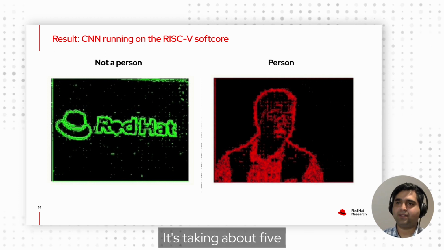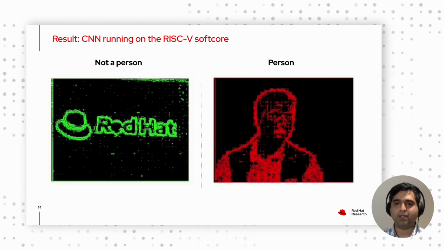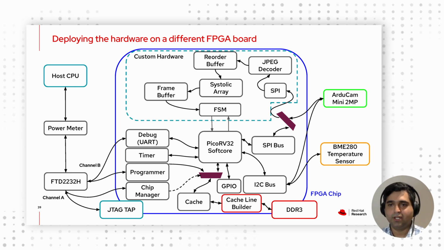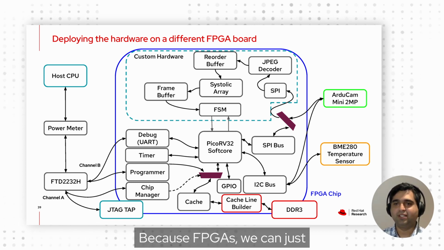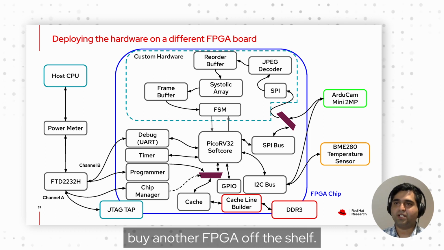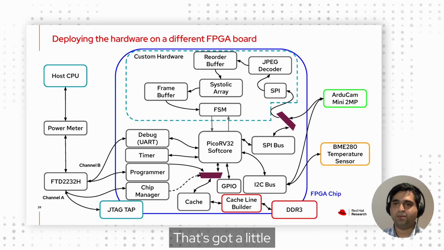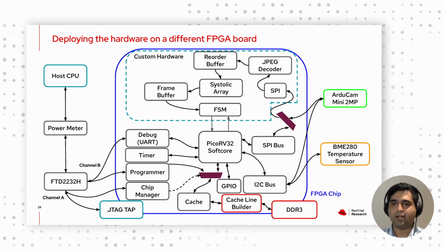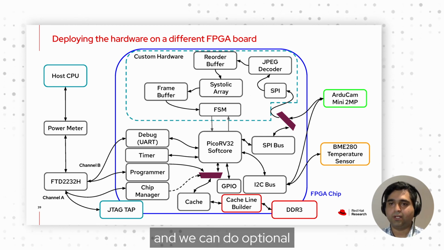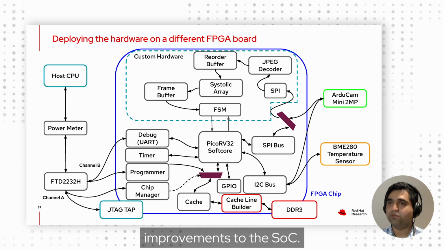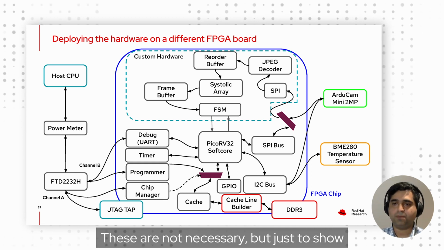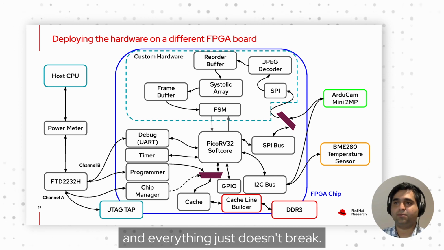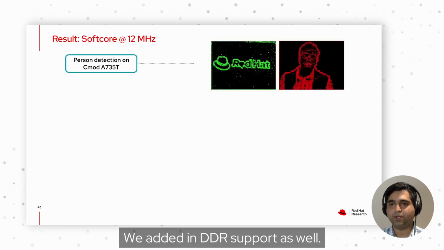It's taking about 5 seconds to capture the next frame. Can we do better? Absolutely. Because FPGAs. We can just buy another FPGA off the shelf that's got a little better performance potential because maybe it has a faster oscillator. And we can do optional improvements to the SoC. These are not necessary, but just to show that we can modify the design and everything doesn't break, we added in DDR support as well.